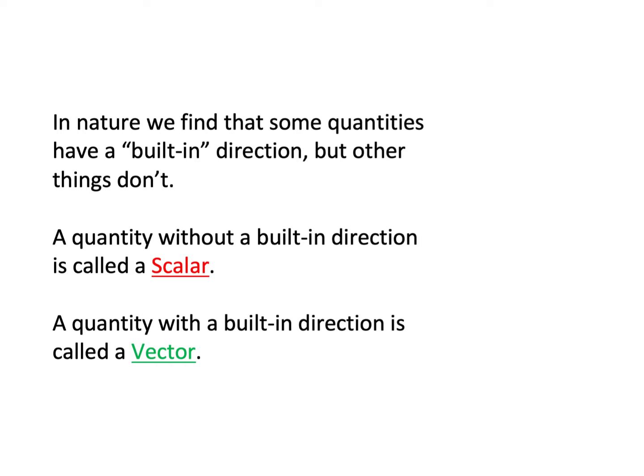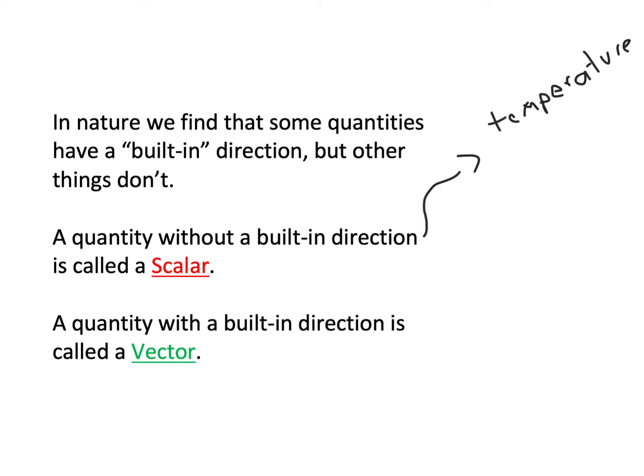Now, the two definitions that we're going to talk about in this video, in this slide, are scalar and vector. And the reason that we have these two definitions is because in nature, we find that some quantities have a built-in direction. Other things do not have a built-in direction. And so we categorize them according to whether or not they do. So a quantity without a built-in direction, we call scalar.